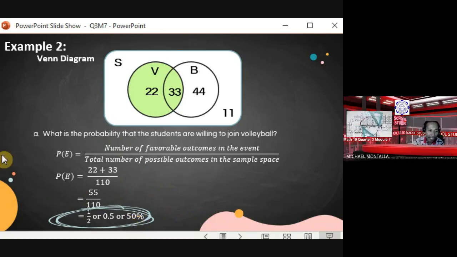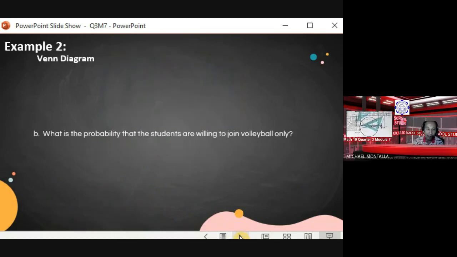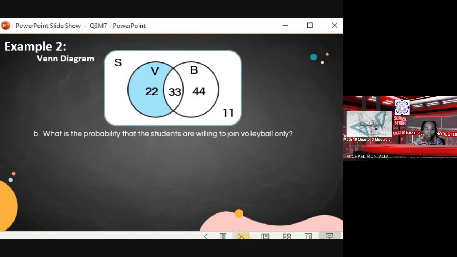Salamat. Okay, let's proceed now to the second question. Ang second question natin, volleyball only. Okay, so pag volleyball only, balik tayo sa Venn diagram natin. Ayun, yung may color blue na yon.